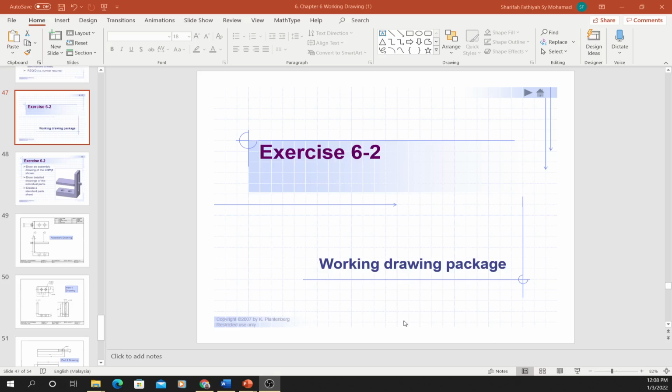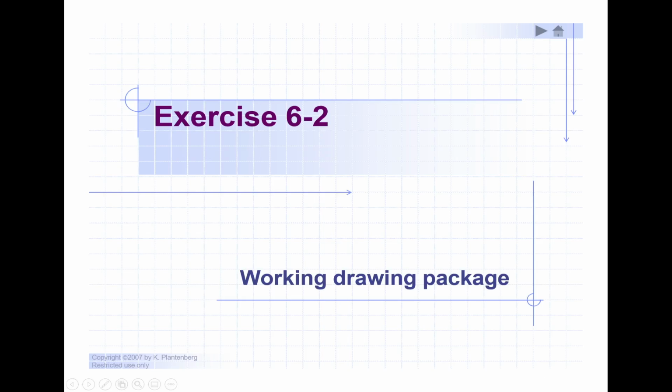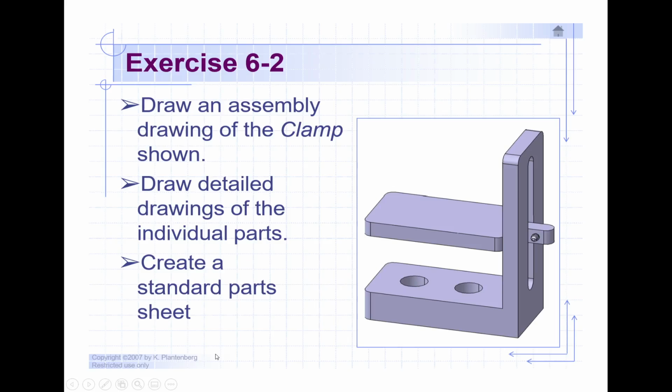Okay, so this is an example of a working drawing. Earlier I said it consists of detail drawing and assembly drawing. Okay, so our example is for this clamp machine part here.